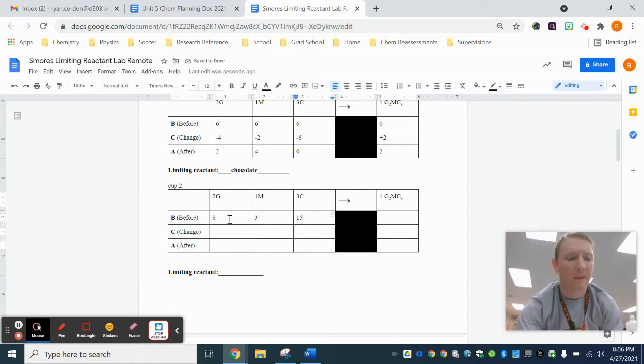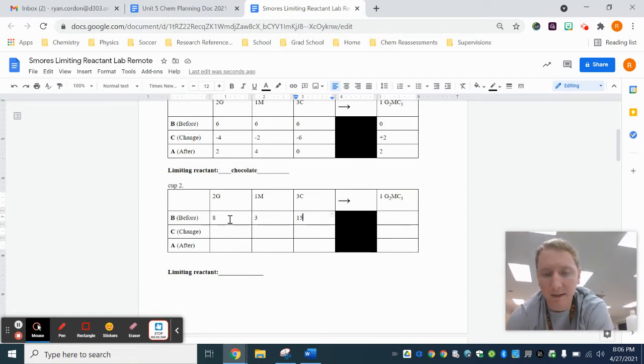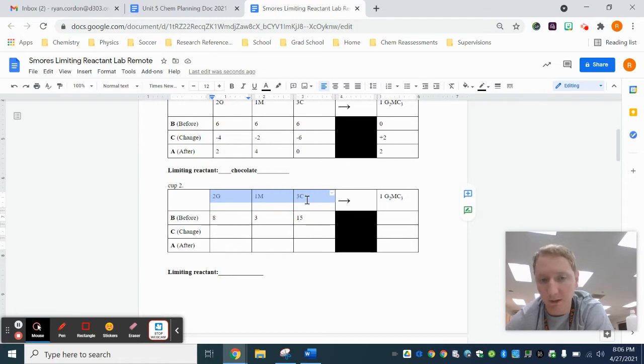All right. Based on the amounts that we have to start out in front of us, and based on how much of each reactant is used every time the reaction occurs, see if you can predict which reactant will run out and limit us from making more reactions.